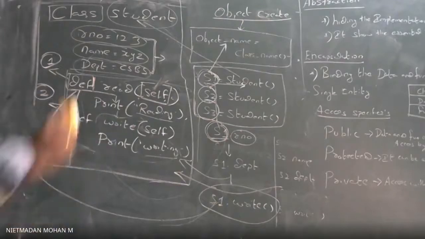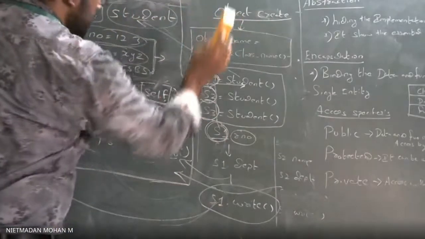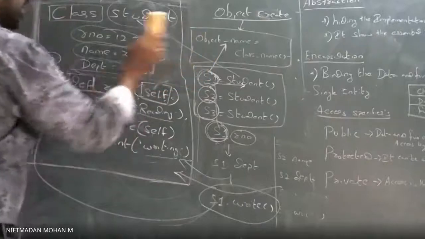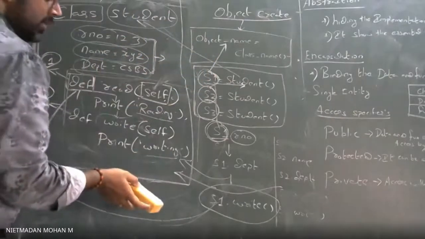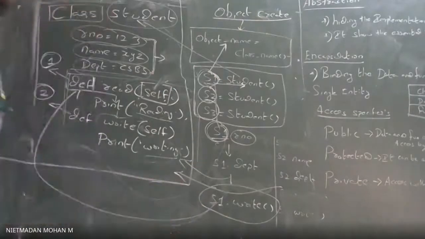So this is the creation of a class and creation of an object. By using the object, you can access the particular class data and function and it will display the result. So this is the basic thing. Clear about this? Any doubts?